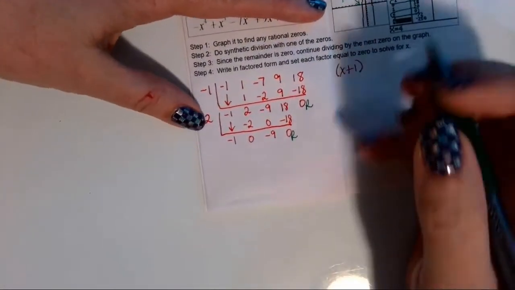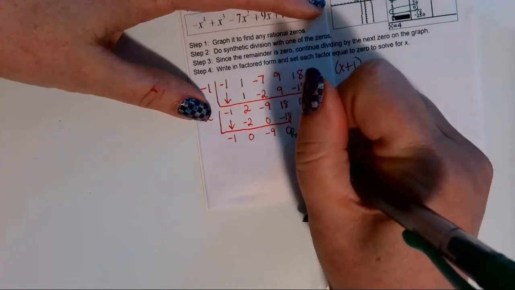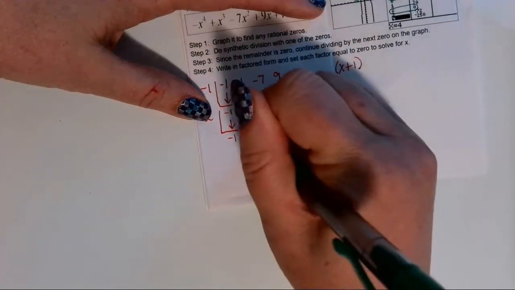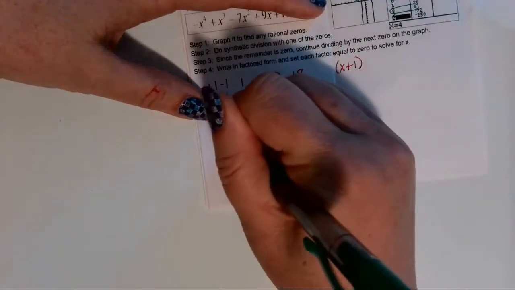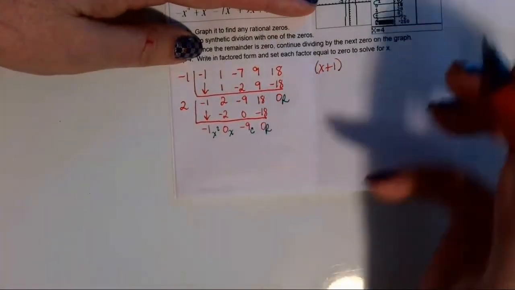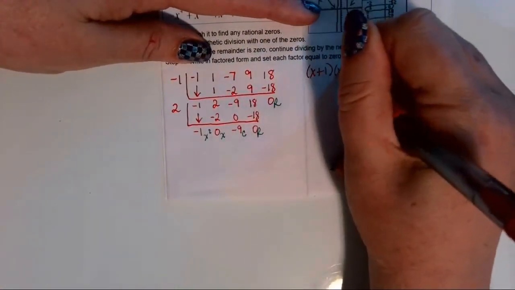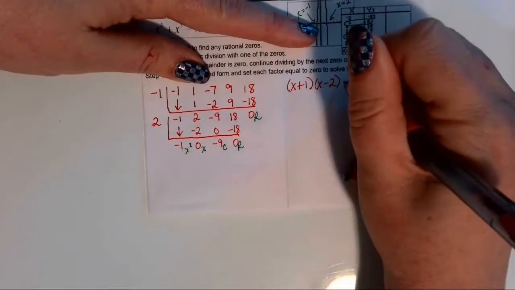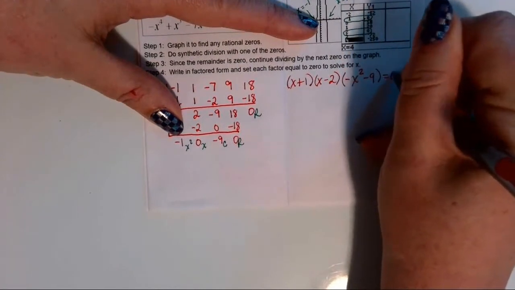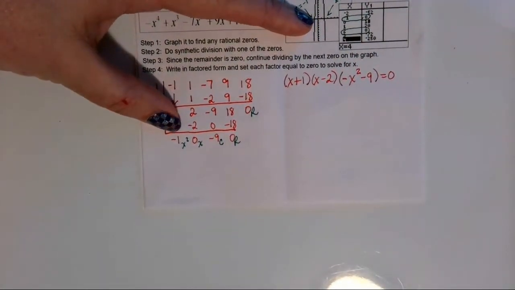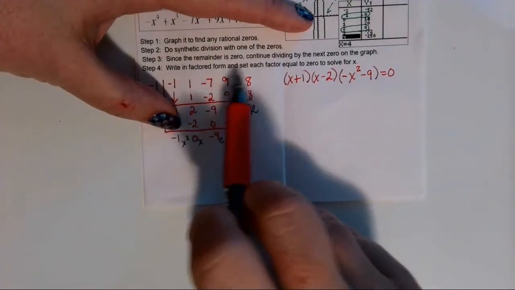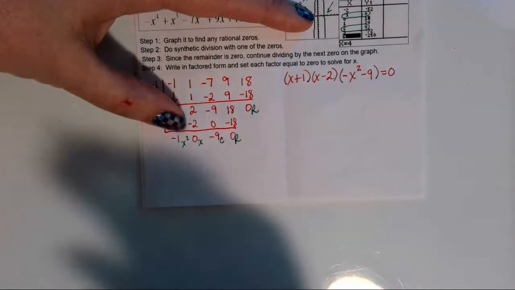So this quotient, I'm going to write out my remainder is the last, then the constant is -9. The x has a coefficient of 0, and then -1 is the coefficient on the x squared. So since my remainder here was 0, I know that x minus 2, the divisor, is a factor, along with my quotient, -x squared minus 9. And that would be my completely factored form. Okay, then my last step after writing in factored form, I want to set each factor equal to 0 and solve for x.